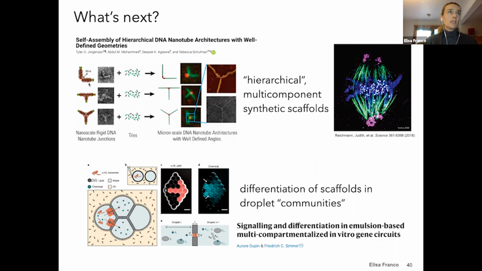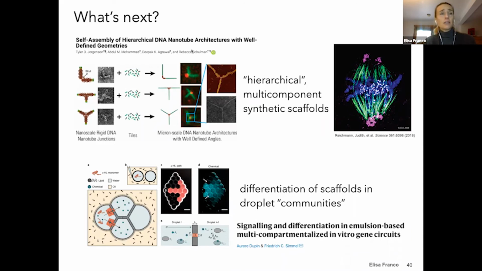The initial thing we're aiming at is to take DNA structures that work as struts, that can be L-shaped, T-shaped, or Y-shaped, and then have them grow in different shapes inside droplets. This is a project in collaboration with the Schulman group at Johns Hopkins.